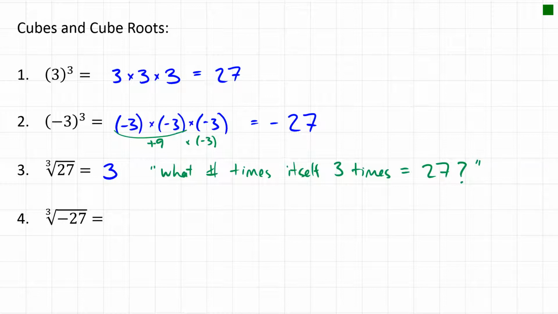Well, following this same logic for the cubed root of negative 27, actually, this time we have an answer. The cubed root of negative 27 is negative 3. For the reason that we saw above, negative 3 times itself 3 times gets us negative 27. So the cubed root of a negative number actually has an answer.